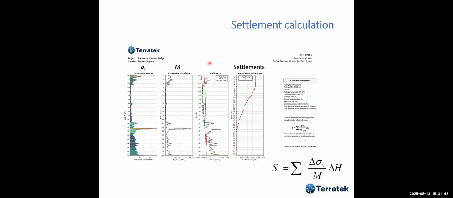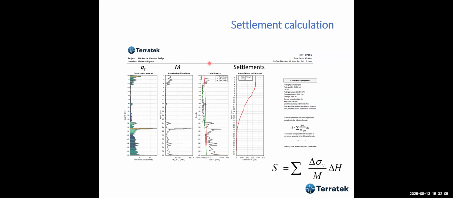This, for me, is by far the best way of obtaining settlements, especially in soft clays. But I would recommend this very much. This is much better than carrying out, even with very good laboratory testing. There's a lot of scatter in the data, and this is precise.